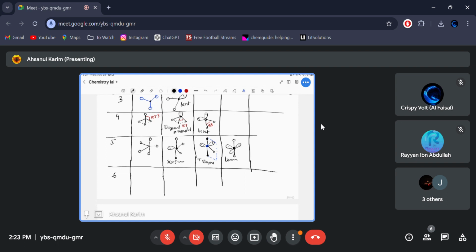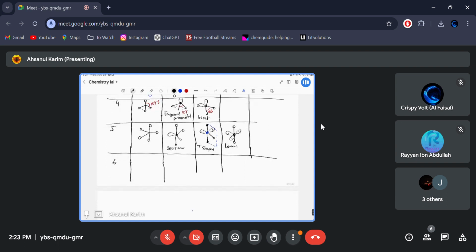How will it look like? It will look like octahedral, right? If I'm not wrong, yes, the octahedral shape, right? This is how it will look like.